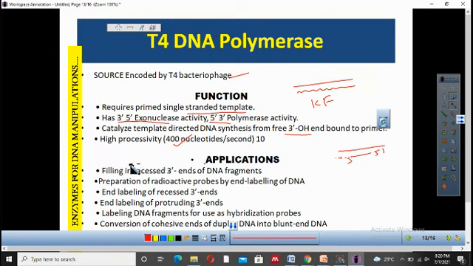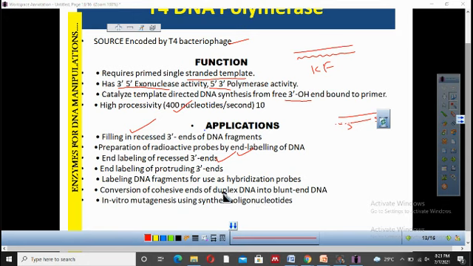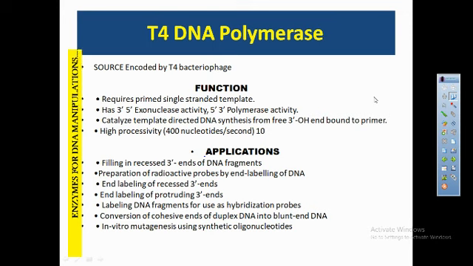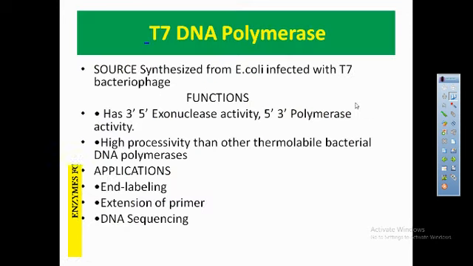The applications are the same: filling in recessed 3' ends of DNA fragments, end labeling of 3' ends, end labeling of 5' ends, labeling DNA for use as a hybridization probe, making blunt-ended DNA, and in vitro mutagenesis using synthetic oligonucleotides. So whatever functions I described earlier, all of these are performed by this one.